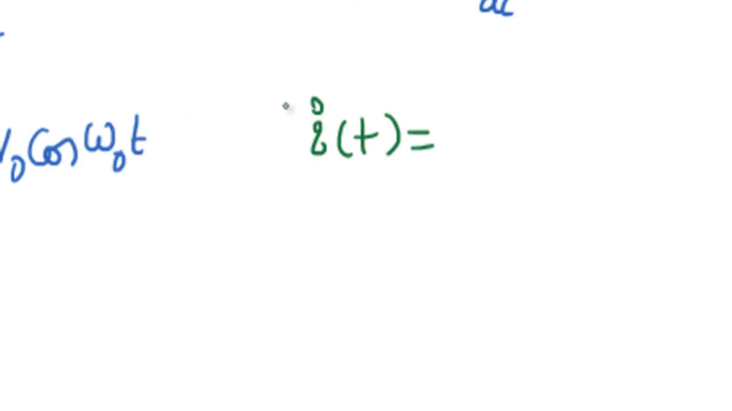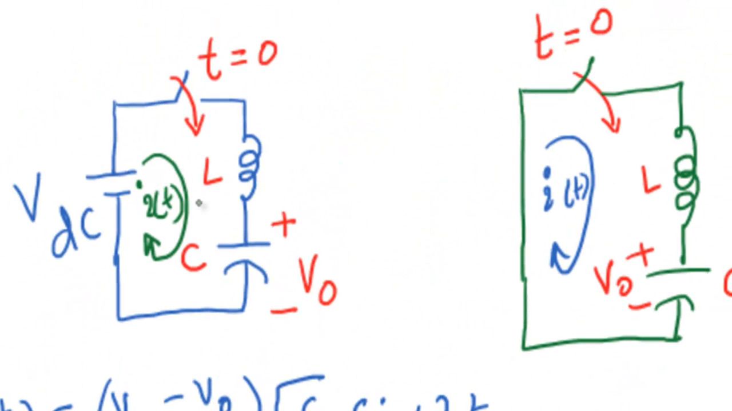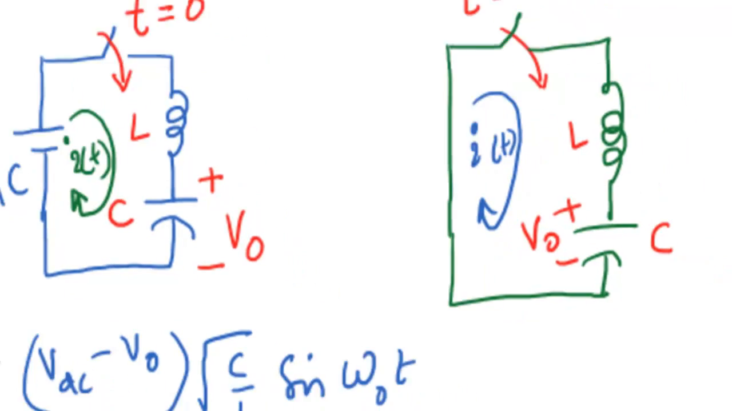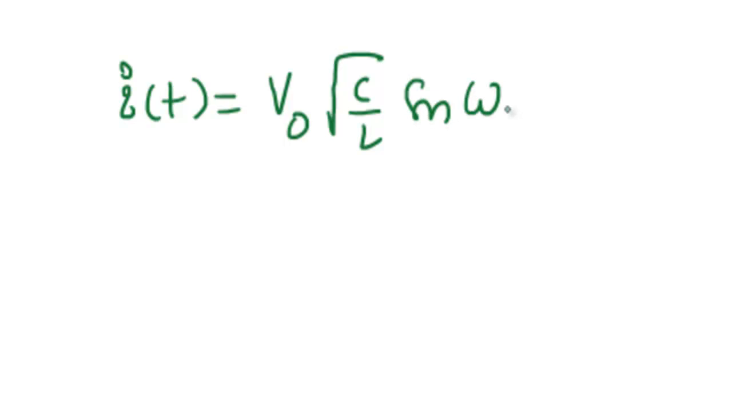That means the current flowing through the capacitor is I of t equal to, so here VDC 0 means negative. Why is it negative? In this case the source was supplying the current, but once you close this switch at t equal to 0, the capacitor will act as a voltage source and start supplying the current like this. That's why the reverse direction. So that's the meaning of that. Now forget about the direction of the current, then it will be the initial voltage across the capacitor into root of C by L into sine omega naught t.